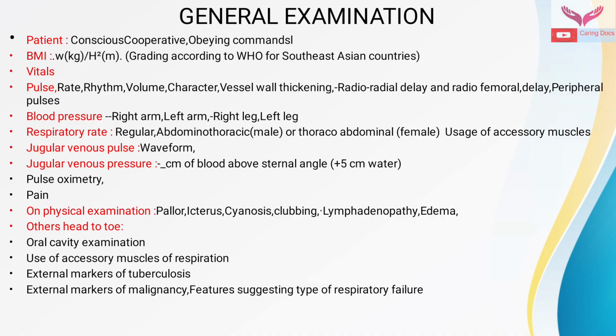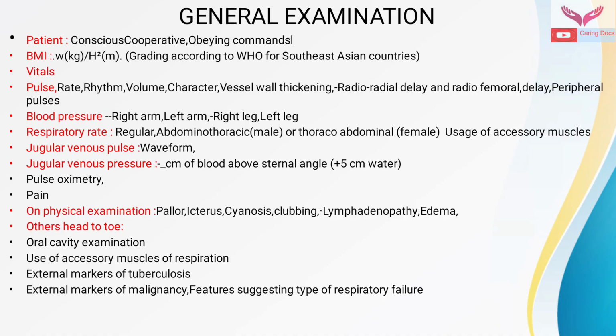In general examination, we have to write whether the patient is conscious, cooperative, oriented, obeying commands. We have to write down his BMI and pulse. We have to check for rate, rhythm, volume, character, vessel wall thickening, radio-radial delay, radiofemoral delay, whether peripheral pulses are felt or not, blood pressure in all four limbs, respiratory rate, whether it is thoraco-abdominal or abdominothoracic, whether it is regular, and whether there is any usage of accessory muscles. Then we have to check JVP, SpO2, and pain.